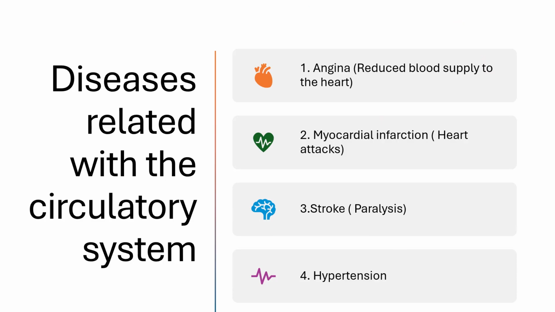Next, we'll be talking about some of the diseases related with the circulatory system. We are going to talk about angina, which means reduced blood supply to the heart, and myocardial infarction, also known as heart attacks, stroke, which can cause paralysis, and also hypertension.